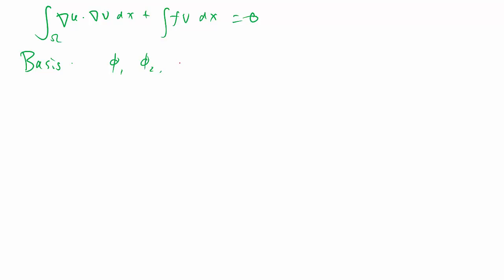Okay, so the weak form is the integral of grad U grad V dx plus the integral of f v dx equal to 0. I'm going to substitute two things. I'm going to define a basis that is phi1, phi2.